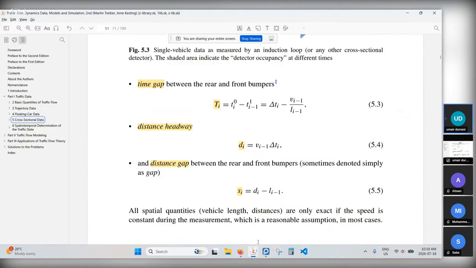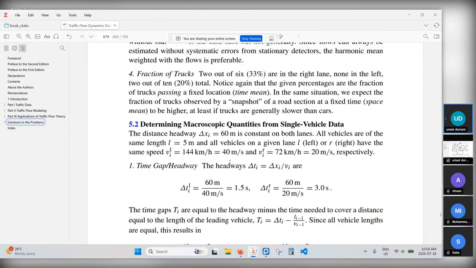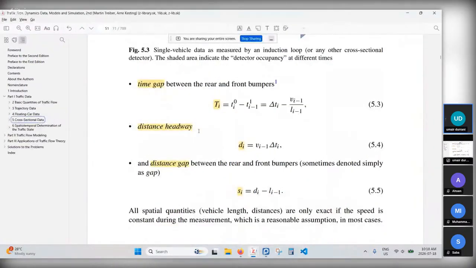So let's go to the solution. And right here in question 1, we do see the time gap of distance headway of 60 meters divided by the speed of 40 meters per second, which is converted from 144 kilometers per hour. And that turns out to be 1.5 seconds. And then we do the same thing for the right lane. Here, the speed is half of the left lane, which is 20 meters per second. But note that the distance headway remains the same of 60 meters. And so we get 3 seconds of time headway. Okay, let's go back to the question.